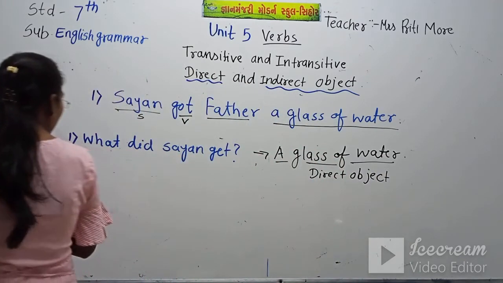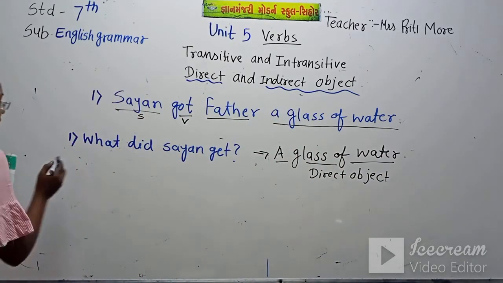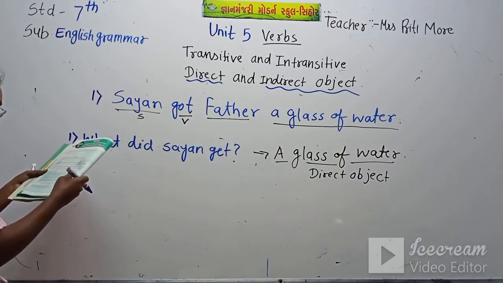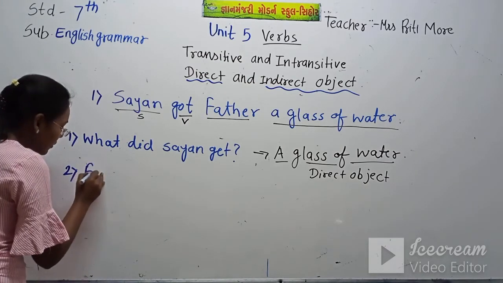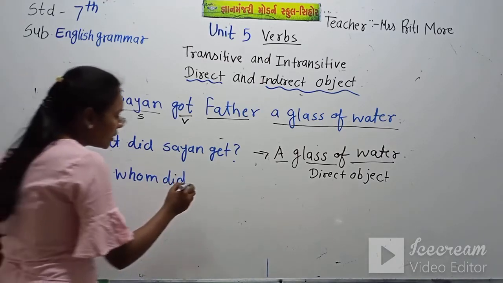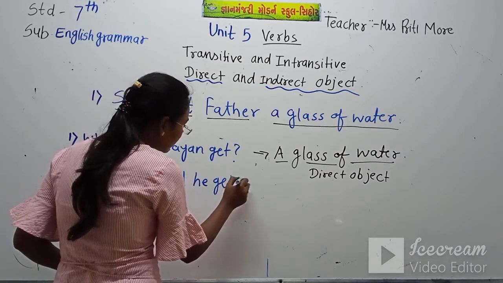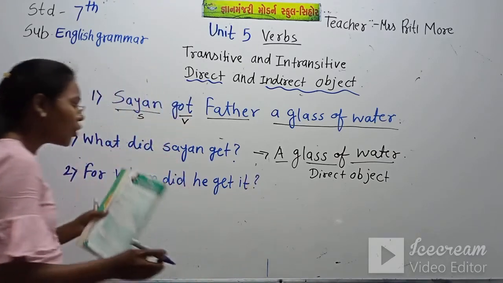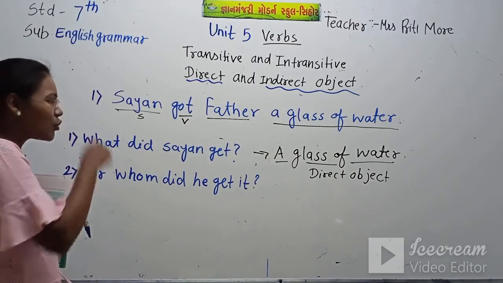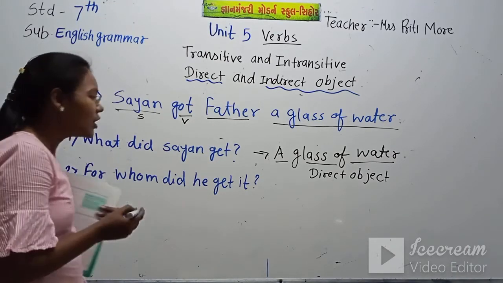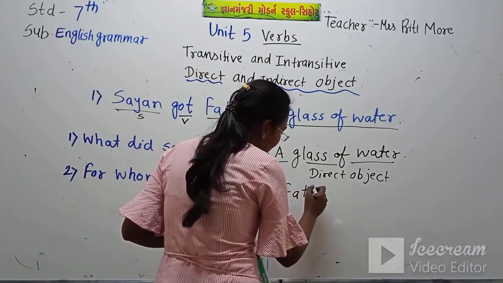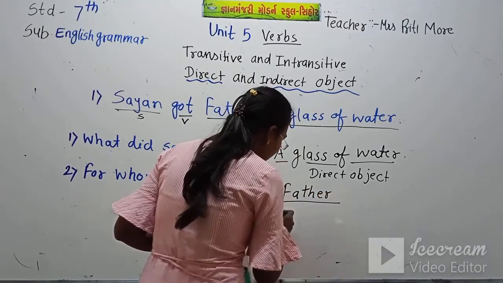Now let's ask the question "with whom" to get the indirect object. Here, for whom did he get it? For whom did he get it? The answer is he got a glass of water for his father. So the answer is father, and his father is the indirect object.